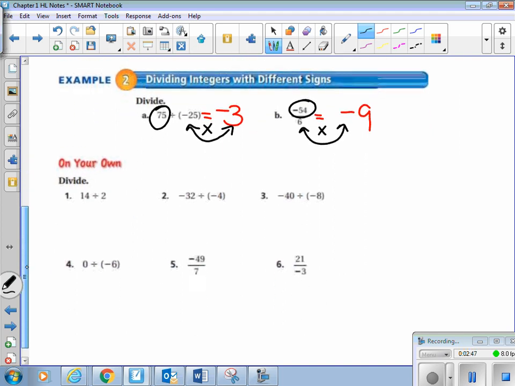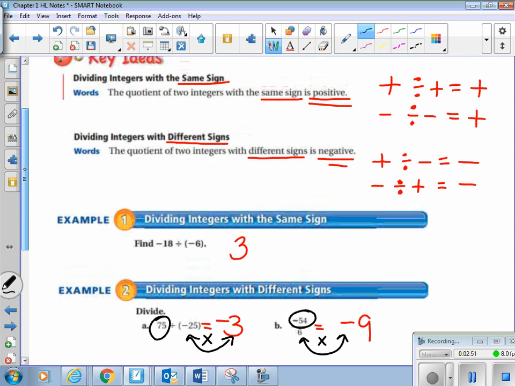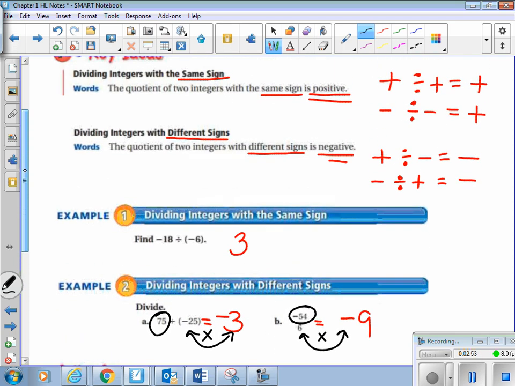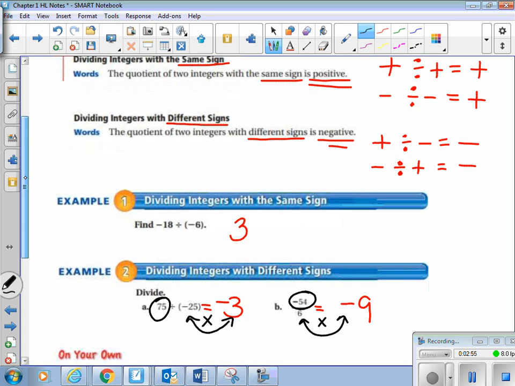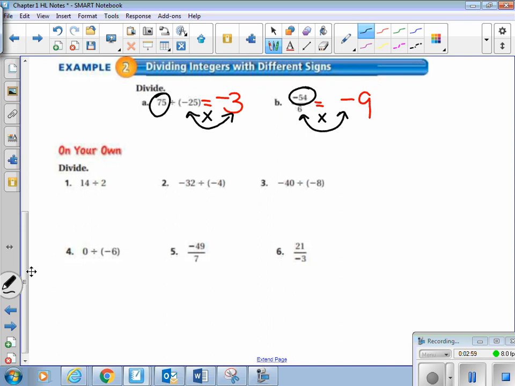So see if you can apply those rules on your own problems, reminding yourself that if the signs are the same, your answer should be positive, and if your signs are different, your answer should be negative. Pause the video, answer 1 through 6, then come back and check your answers.